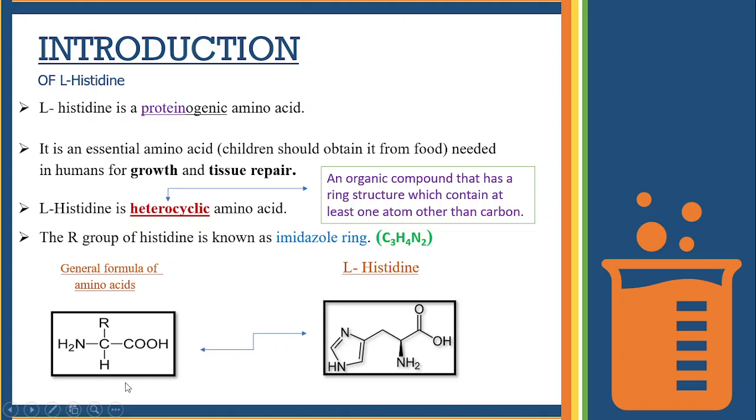Keep in mind that amino acids occurring in nature are of two types: essential amino acids and the non-essential amino acids. Non-essential amino acids are those which are naturally synthesized in our body, while the essential amino acids are those which our body is unable to make. So L-Histidine is one of the essential amino acids. As our body is unable to make it, we have to take it through our diet. Its main function is for growth and tissue repair.